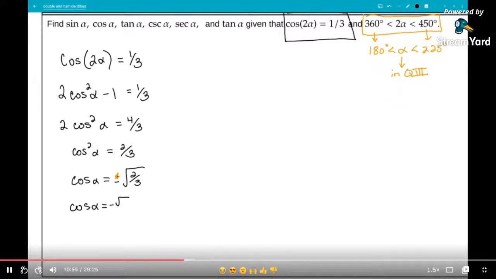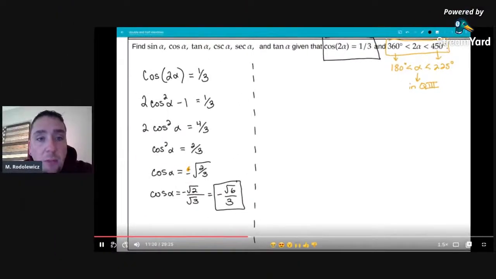So ultimately, I now have the cosine of alpha is, and now I'm just doing rationalizing work, negative square root of 2 divided by square root of 3, which after rationalizing becomes negative square root of 6 over 3. And we found one of the trig functions we were asked to find. I can immediately invert it to find the secant using the reciprocal identity. So now I have 2 of the 6.